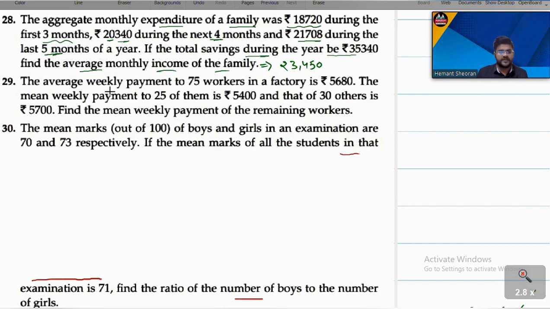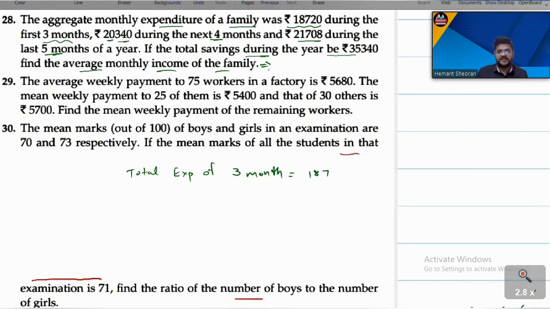So what we can say? Aggregate means average. Average of 3 months is given, average of 4 months is given, and average of 5 months is given. So find out the summation first, because that would be the perfect method. What we will be doing is finding the total expenditure of 3 months. So it will be how much?